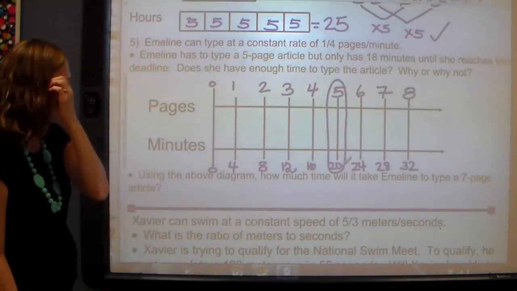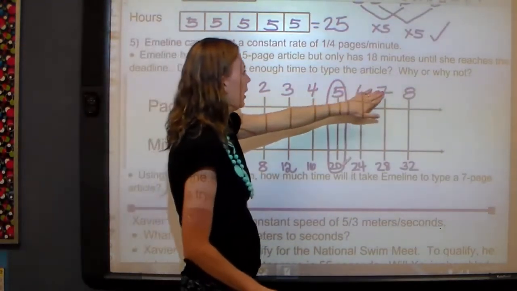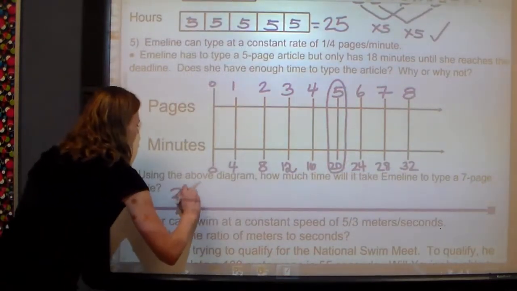Using the diagram, how much time will it take Emmeline to type a 7-page article? Well, if we go to 7 pages and we go down to the time, we can easily see that it will take her 28 minutes.